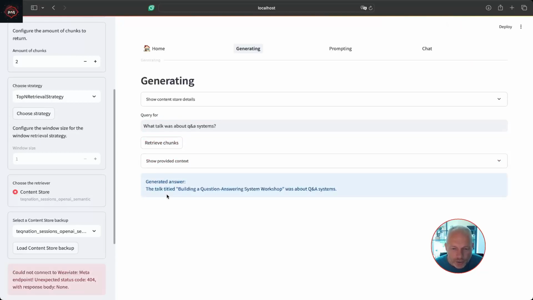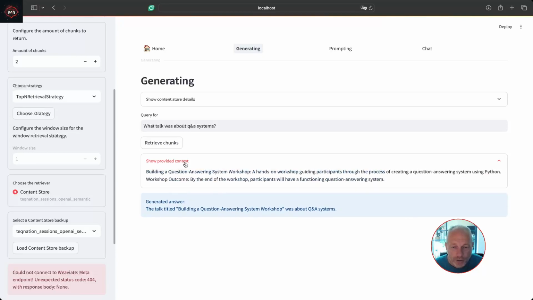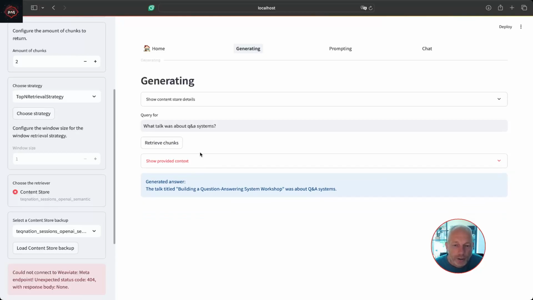It says there is a talk titled Building a Question Answering System Workshop, which was about Q&A systems, which is nice. This is the context that we obtained. This is, as you can see, one chunk, Building a Question Answering System Workshop, and then it gives us some details. Now, what if I want to know a little bit more about this? I want to know who executed the workshop. Let's see what it does. Oh, it cannot answer that.